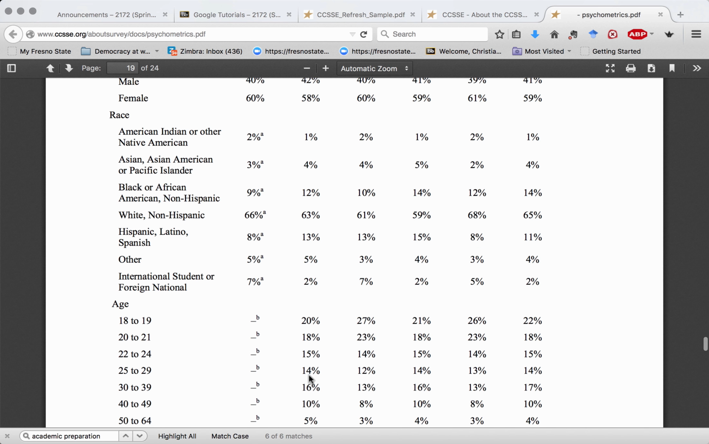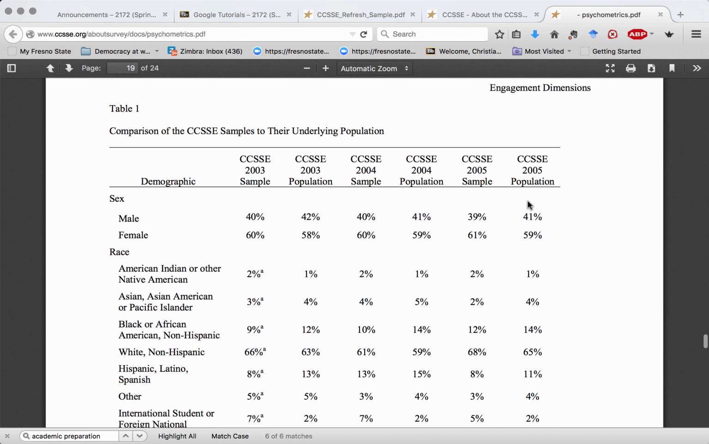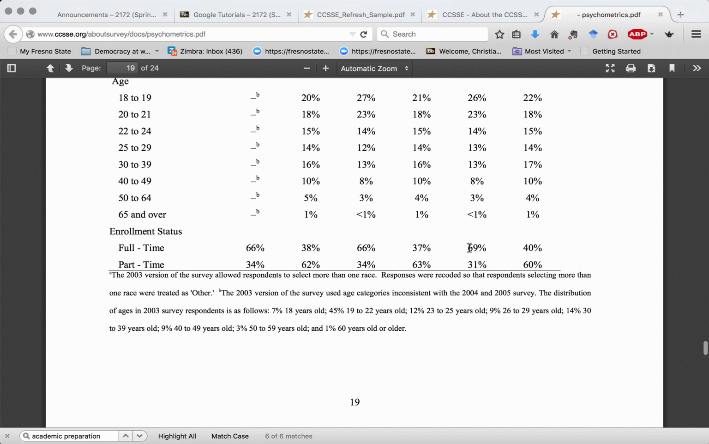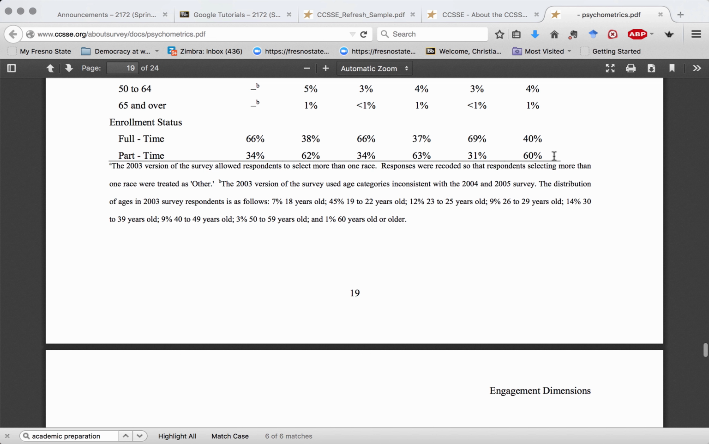And we notice here, right? If we look at, for example, the last column, we have the 2005 sample and 2005 population, right? In the sample, we have 31% are part-time, but actually in the population, there's 60% that are part-time, right? So even within their own study, they have a discrepancy between who is in the sample and who is in the population. It could potentially be a question whether all this stuff about student engagement is different in this sample than in the population.